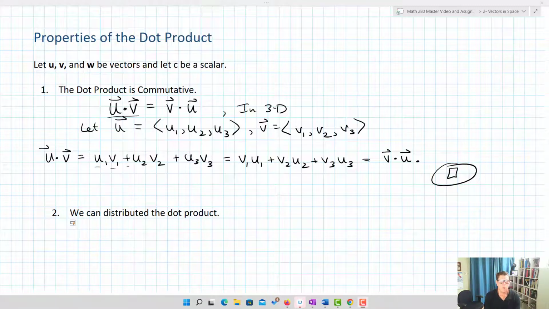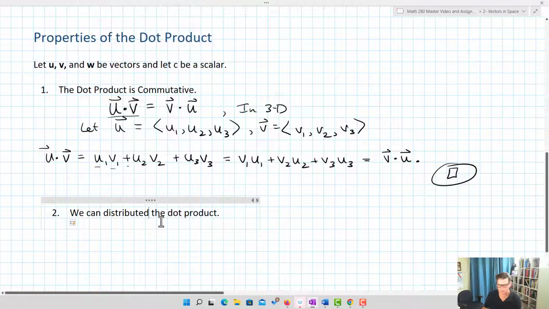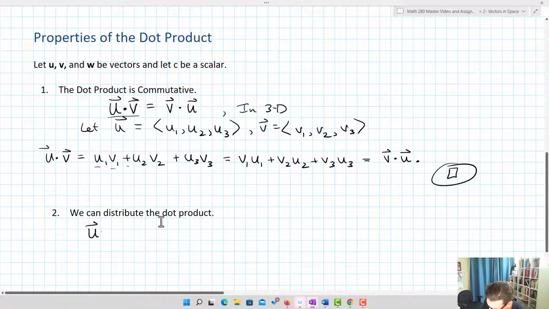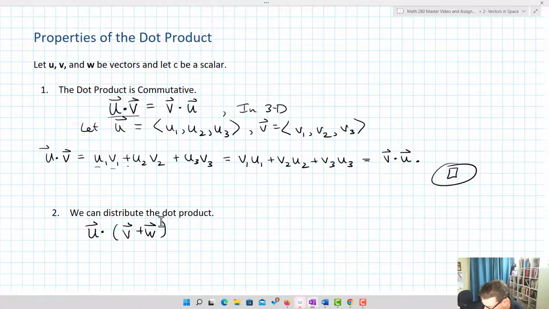Secondly, we can distribute the dot product. What this means is that if I have the vector u dotted with v plus w, so we've got a vector dotted with two vectors that have been added together, that will equal u dotted with v plus u dotted with w.